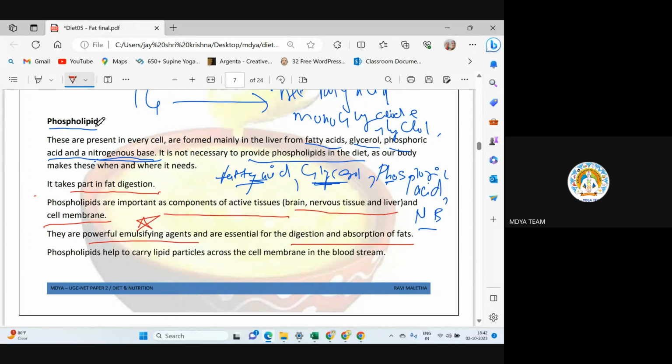Functions of phospholipid: the first function is digestion and absorption of fat. Second, it is a component of active tissue and cell membrane. Next, phospholipid helps to carry lipid particles across the cell membrane into the bloodstream, the same way fat helps in absorption. So what is absorption? Absorption is how lipid particles are carried.